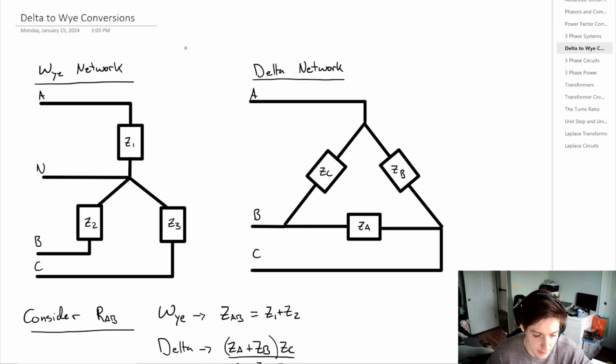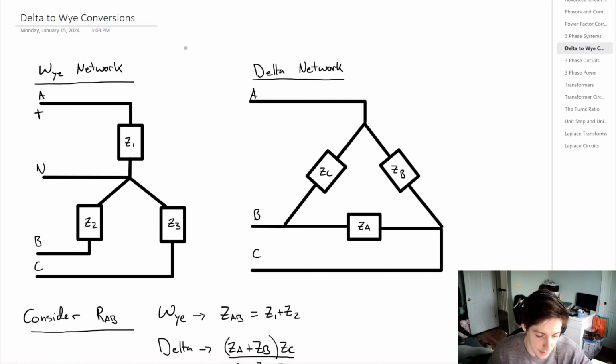From the last video, we introduced delta and Y networks for sources and impedances, and now we're going to look at how to switch between the two. So we're just going to consider a Y network and a delta network for impedances. What we're going to do is look at the resistance between A and B in each case.